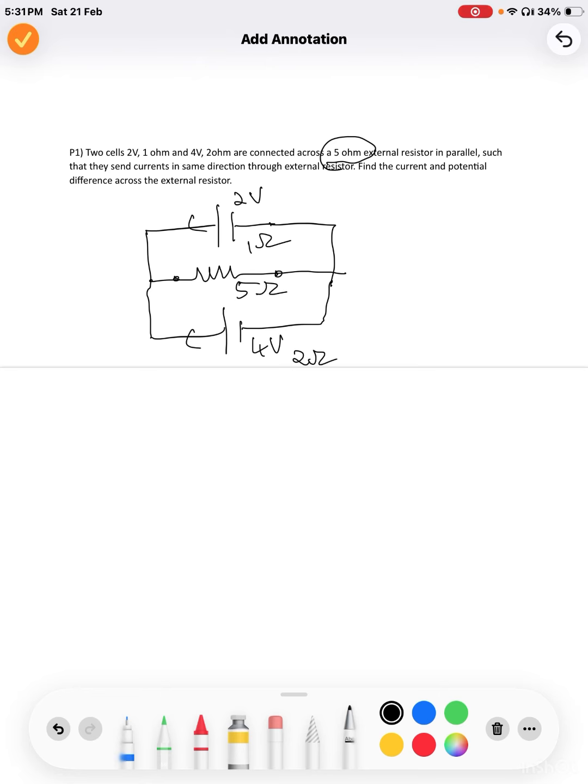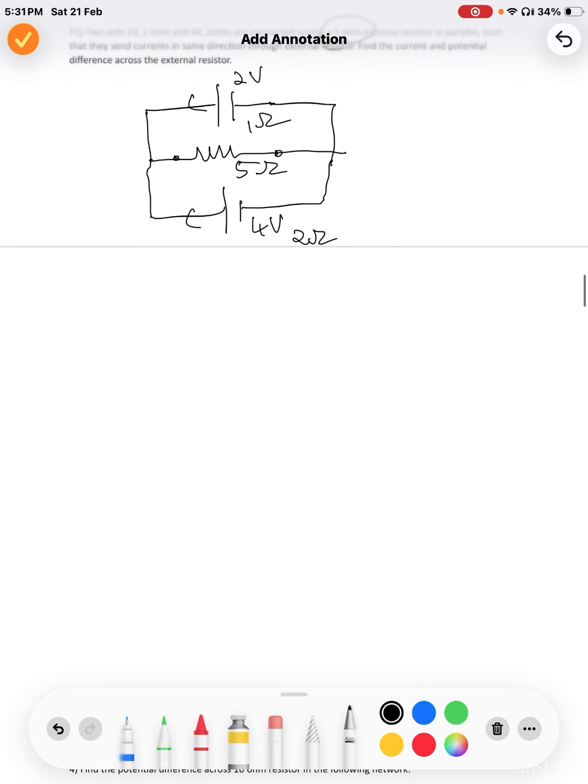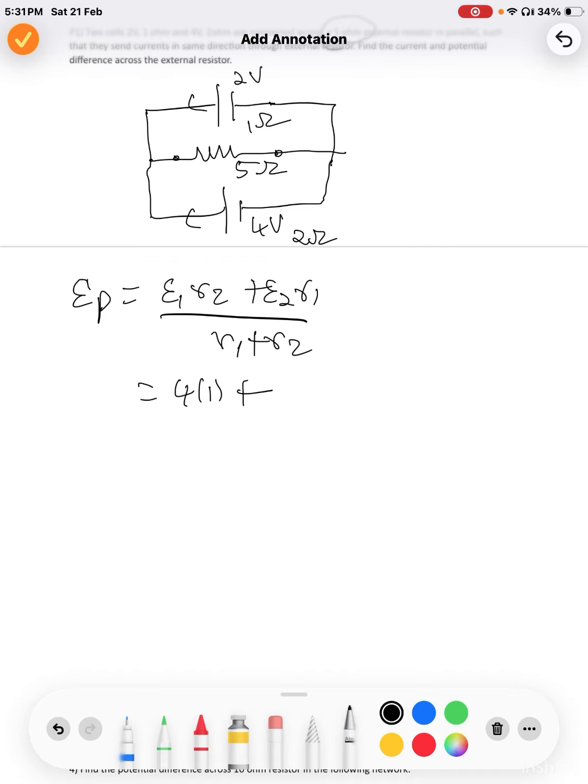I will do the answer now. So just check the solution once you're done. Okay, so let's go. 1 2 3 start. Yes, so Ep value, Ep is equal to E1 R2 plus E2 R1 by R1 plus R2. So if you substitute E1 and E2 value, that is nothing but 4 into 1 plus 2 into 2 by 1 plus 2, that become 4 plus 4, 8, 8 by 3. This also 8 by 3 volt.